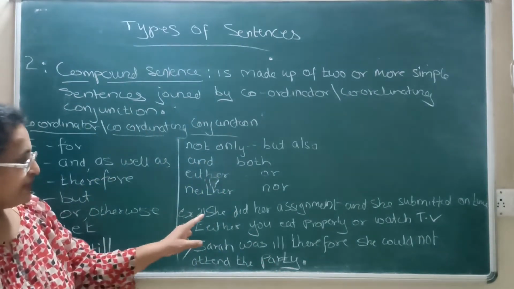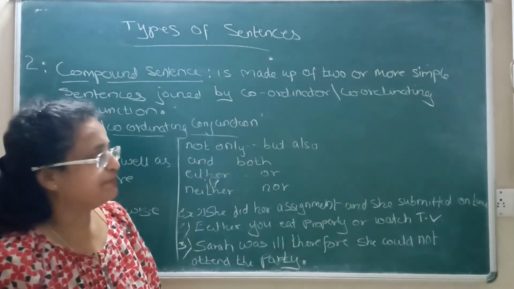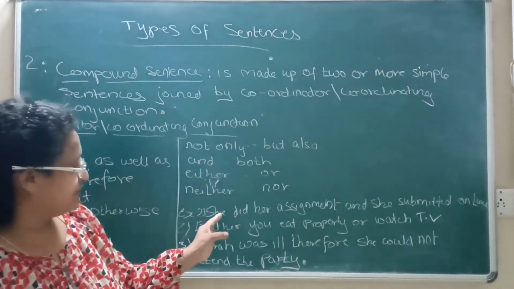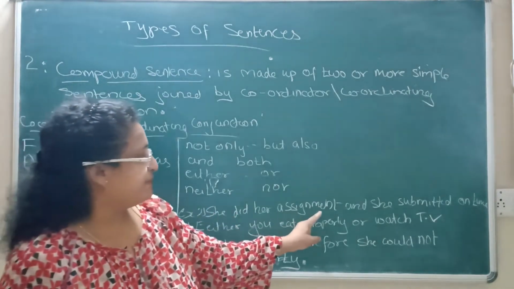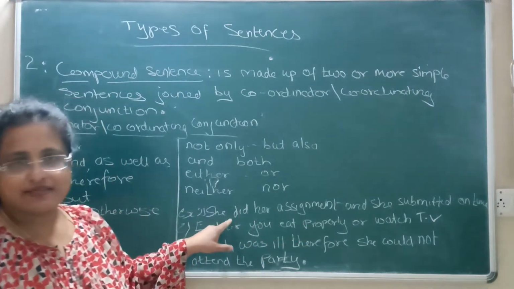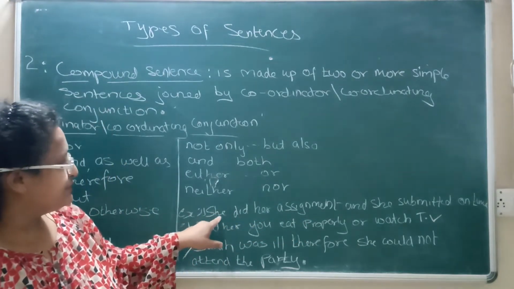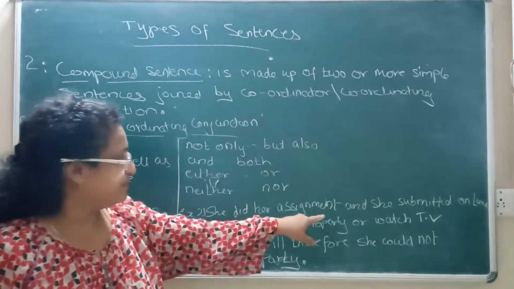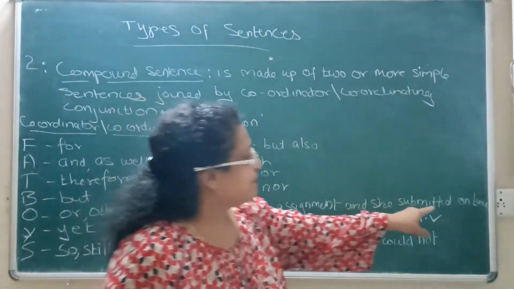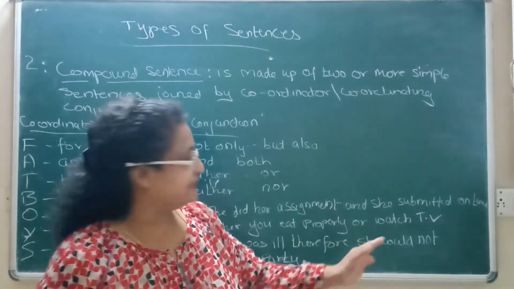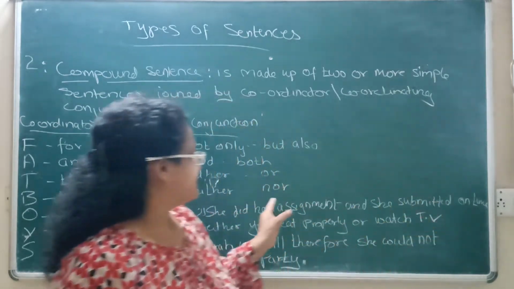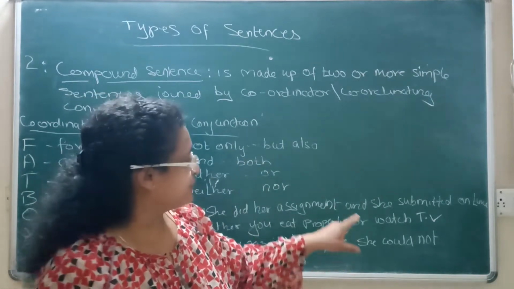See here. She did her assignment and she submitted on time. Now here, she did her assignment. One simple sentence, because see, she is a subject, did is a finite verb. So this is one predicate and one subject. So this is one simple sentence. If you see the next sentence, she submitted on time. Again a complete simple sentence. She being the subject, submitted on time is the predicate. And these two simple sentences together are joined by a coordinator known as and.